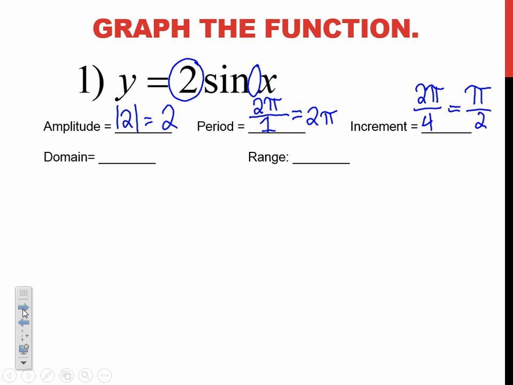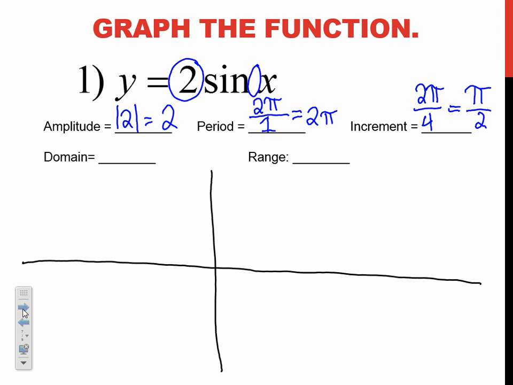Now we get to the fun part. We're going to graph this. Whenever we graph this, the first thing we need to do is create our x and y axes. So draw our x and our y axis. Next thing we're going to do is our increments. So our increments are going by pi over 2.